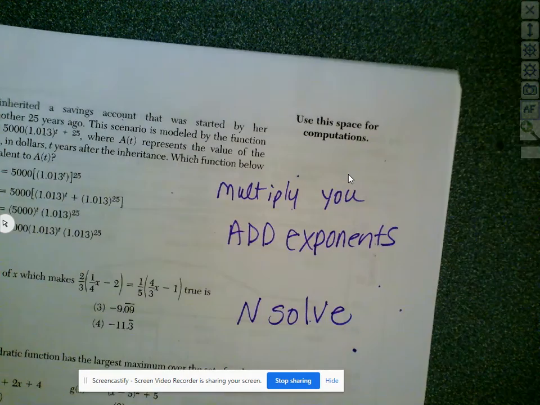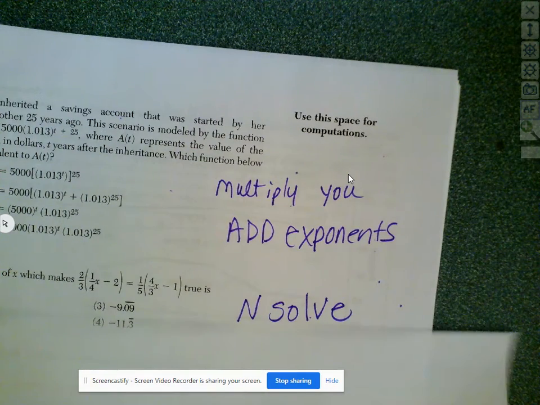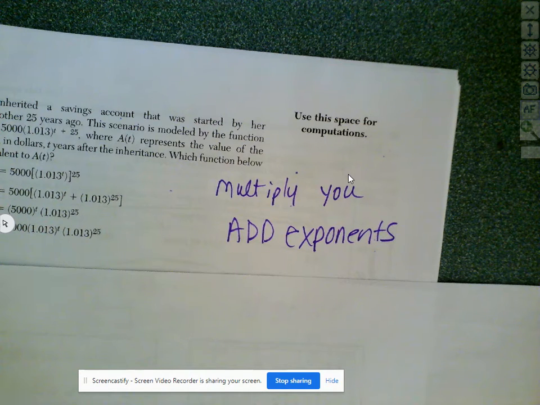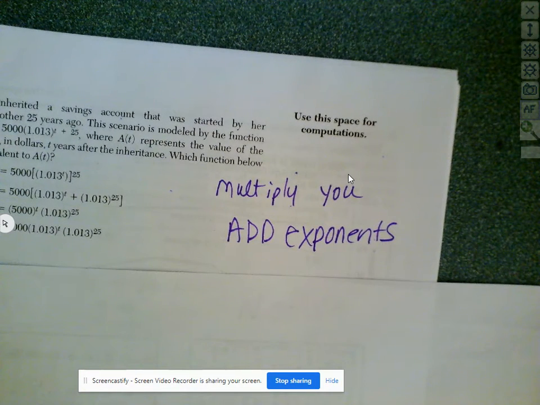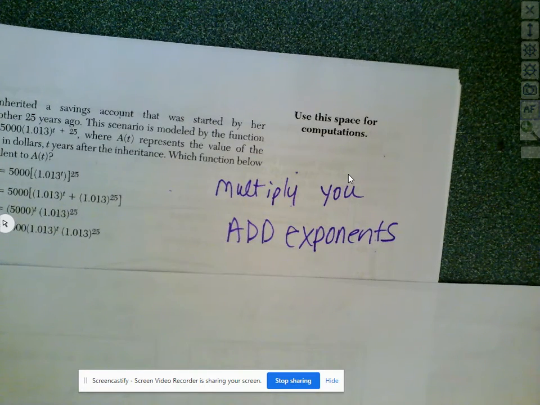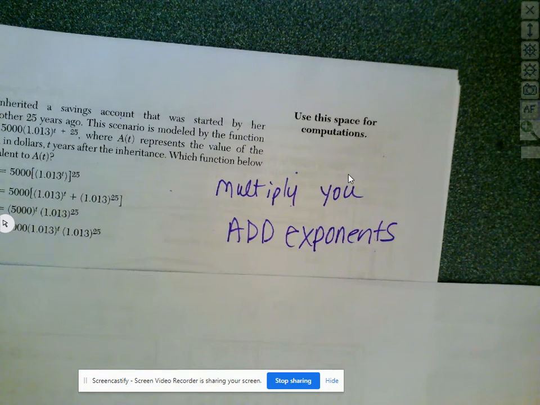Okay, 21. It says Nora inherited a savings account that was started by her grandmother 25 years ago. This scenario is modeled by the function A of t is equal to 5,000 times 1.013 to the t power, times 1.013 to the 25 power, where A of t represents the value of the account in dollars t years after inheritance. Which function below is equivalent to A of t?